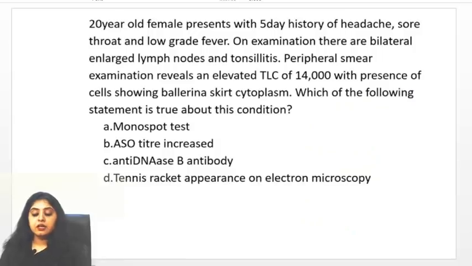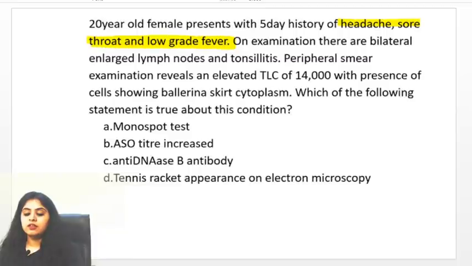Moving on. Well, a pretty much expected question in Path and Micro. There's a 20-year-old female who presents with a 5-day history of headache, sore throat and low-grade fever. In today's scenario, although the fever is not low grade in this, you might have started thinking of COVID. But read further.